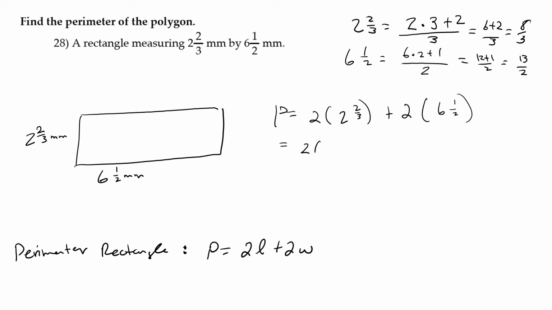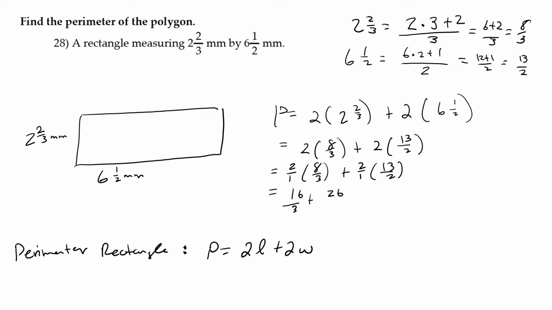So my perimeter is 2 times 8 over 3 plus 2 times 13 over 2. And when we multiply fractions, we multiply straight across. We can write this as 2 over 1 times 8 over 3 plus 2 over 1 times 13 over 2. So 16 over 3 plus 26 over 2. And we need a common denominator here. So a little bit more scratch work. 16 over 3. That LCD is going to be 6. So I can multiply the top and the bottom by 2 to keep things balanced.